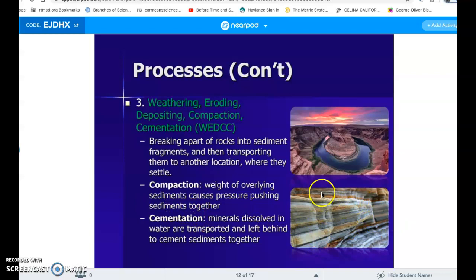So one of the things that's really cool to look at here is you can actually, these are sedimentary rocks right here, and you can even see the different layers, okay, as they were compacted and then cemented together.